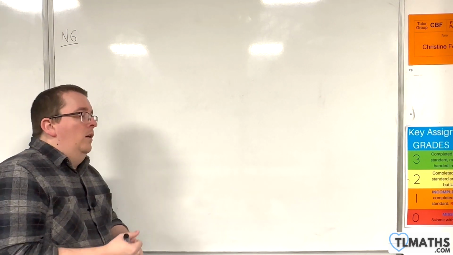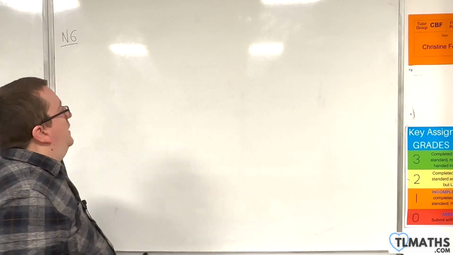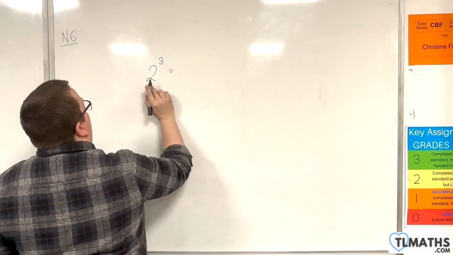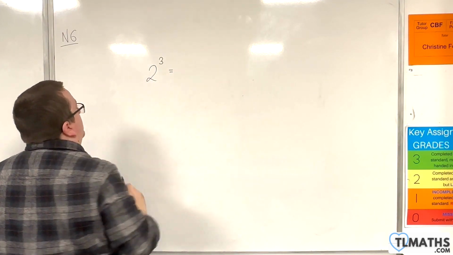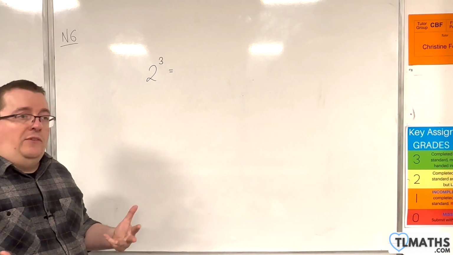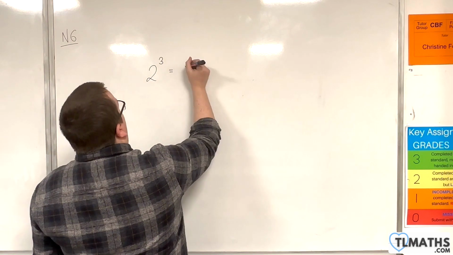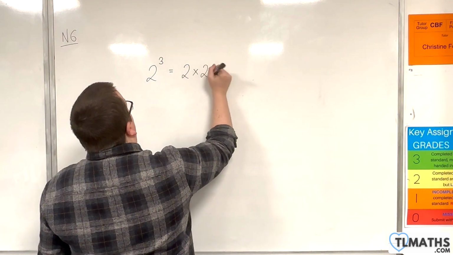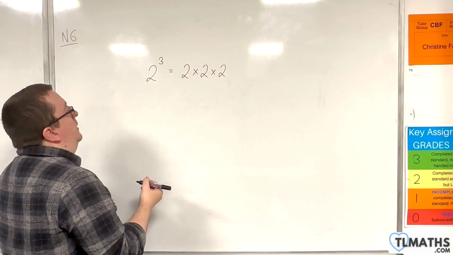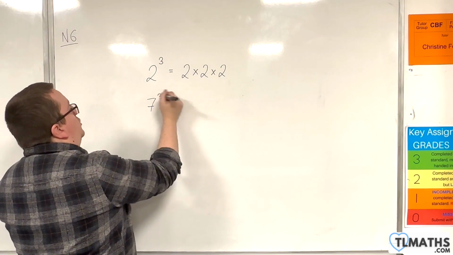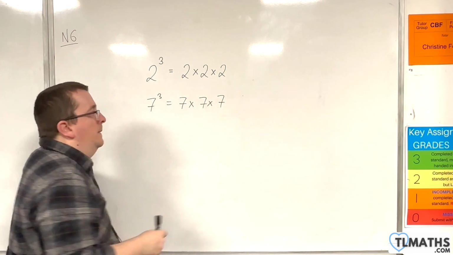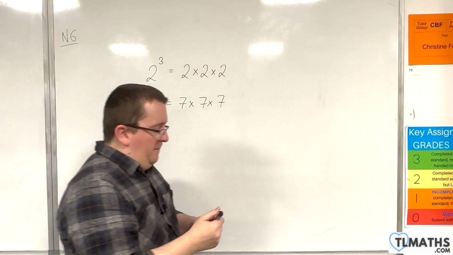So what I mean by cubing is if I had 2 cubed, then we have the 2 with a superscript of a 3, so a small 3 at the top right. And what it's doing is it's telling me to multiply 2 by itself 3 times. So 2 times 2 times 2. So 7 cubed would be 7 times 7 times 7. Okay? So that's what we mean by cubing.